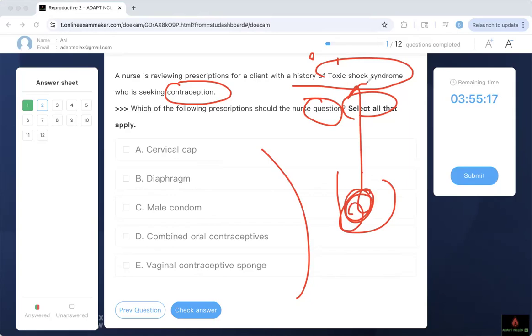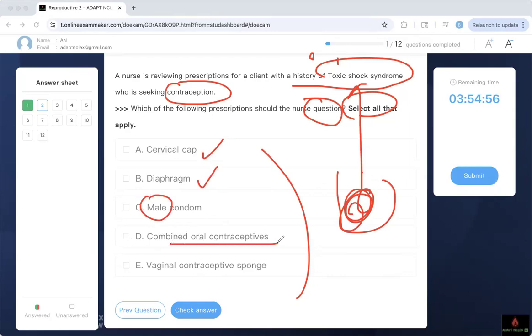If they ask which contraception is safe, and you can leave the contraception in the vagina, don't give it to the patient. Cervical cup, you leave it in the vagina. Diaphragm, you leave it in the vagina. Condom, you don't leave it in the vagina. It's a male condom. It's different from the female condom.